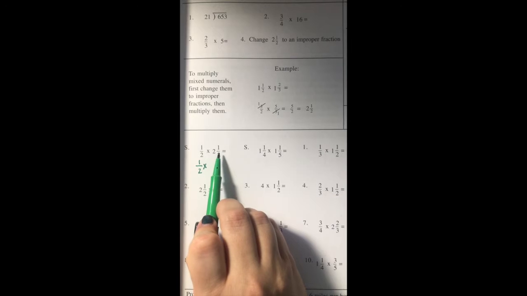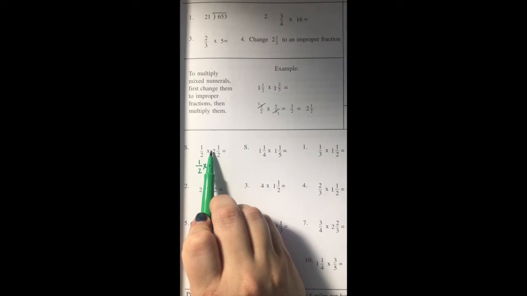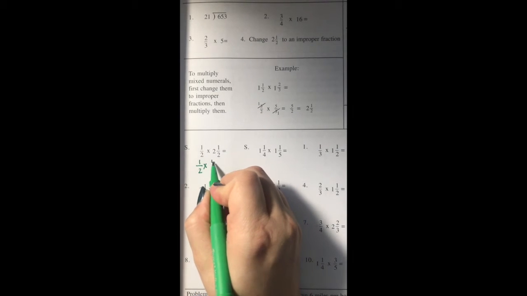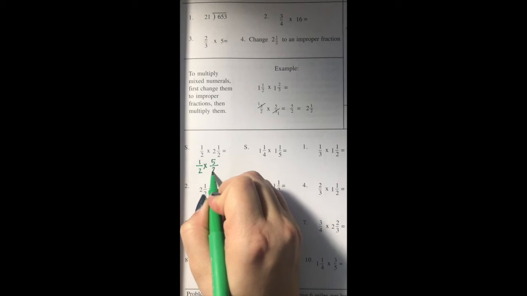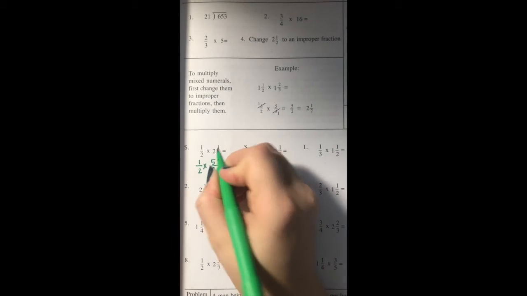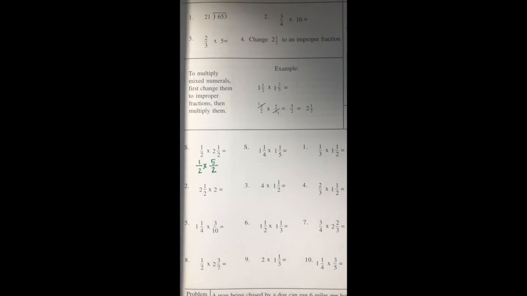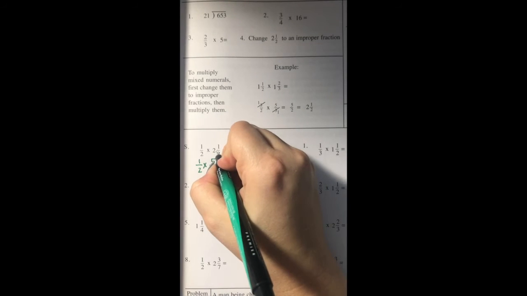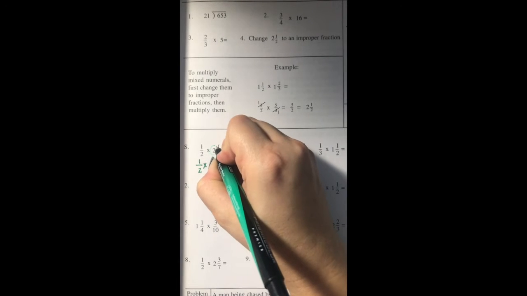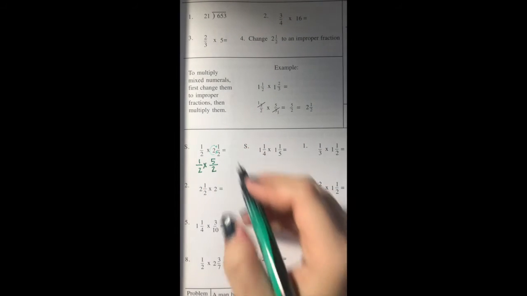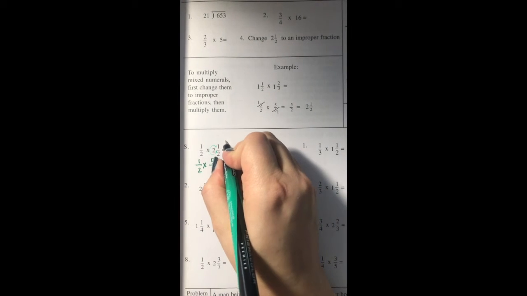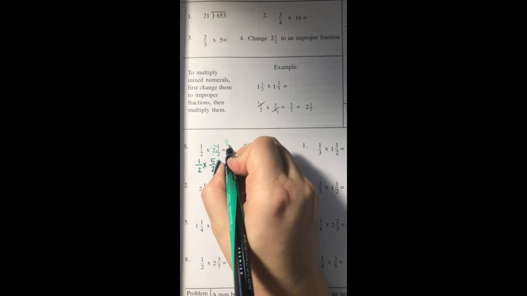So here we would do 2 times 2, which is 4, plus 1 is 5. And you would put that 5 as the numerator and then 2 again as the denominator. So just to go over it, let me get a smaller pen to be able to show you a little better. You multiply the whole number and the denominator first. And then after you do that, you add the numerator. So we did 2 times 2 is 4, plus 1 is 5. So that's how we got the 5, and the denominator stays the same.